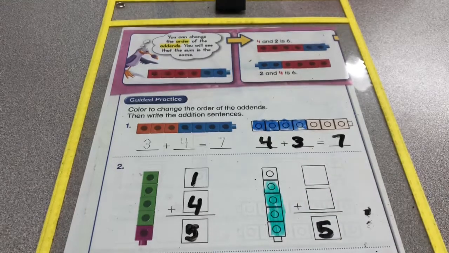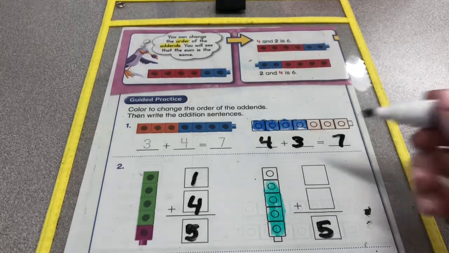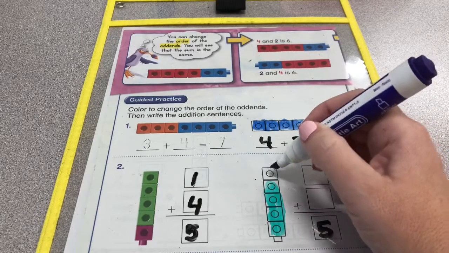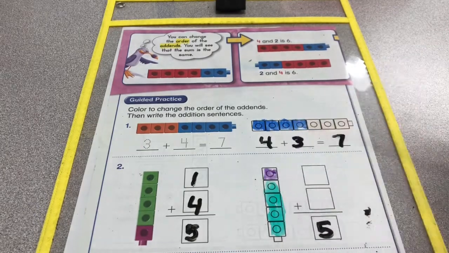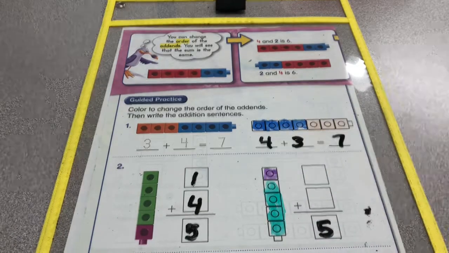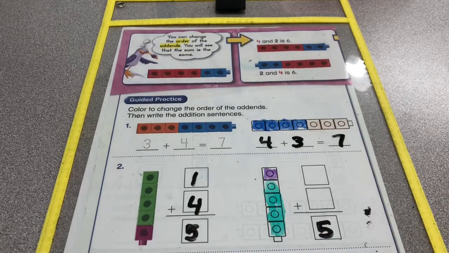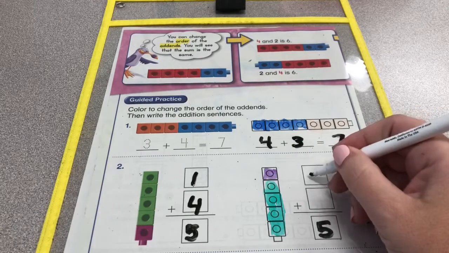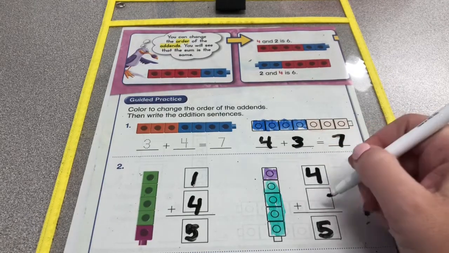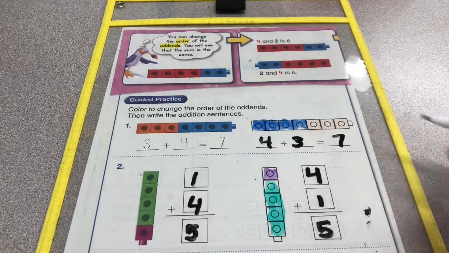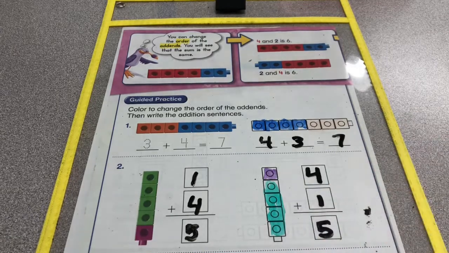Okay, how many purples? That's right, 1. Okay, so green doesn't look like my green over there, but this is my green. So we're going to put 4 greens and 1 purple. 4, 5. Yes.